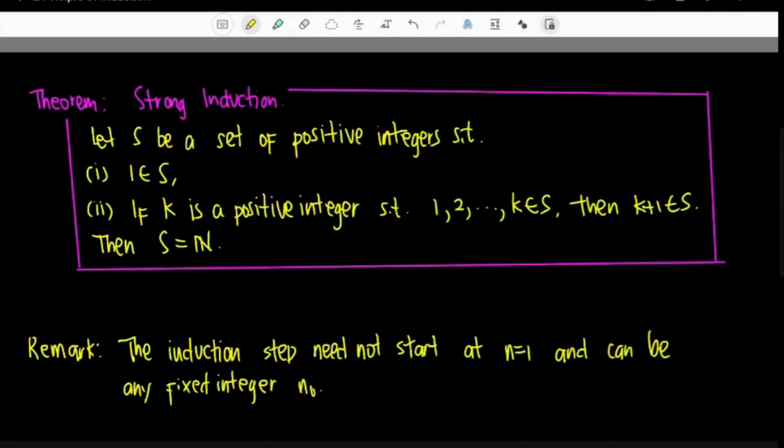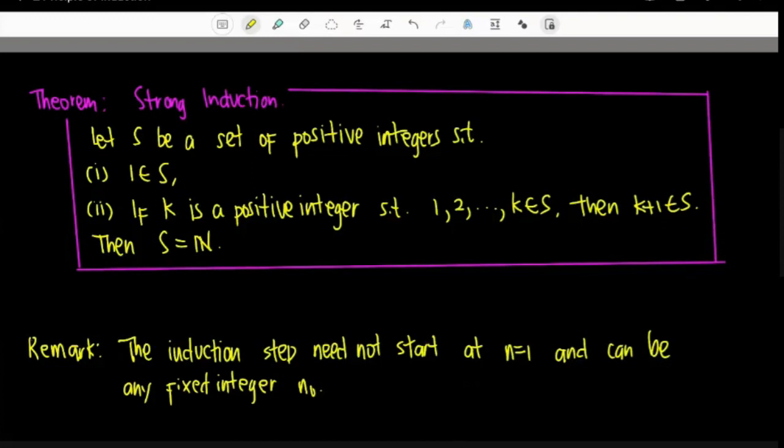As we mentioned a while ago, this is called strong induction in the sense that it's using a stronger inductive hypothesis. Here, instead of just showing k plus 1 by assuming k, we are now showing k plus 1 by assuming that 1, 2, 3 up to k is in S. So we're now using a stronger version of the inductive hypothesis. As with weak induction, in general, it doesn't necessarily need to start at n equals 1.